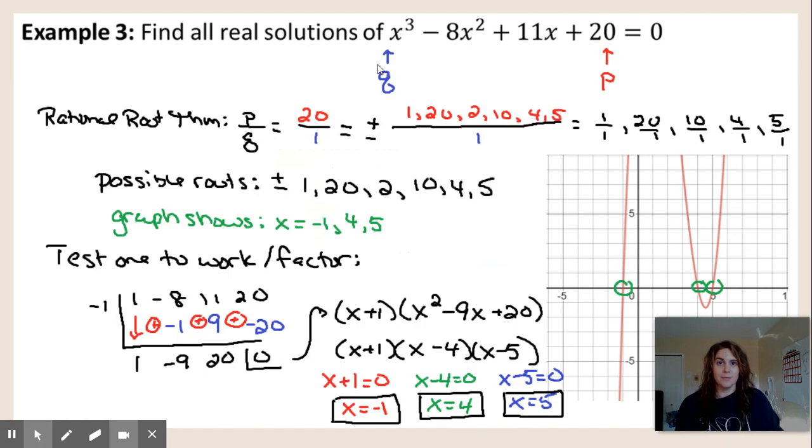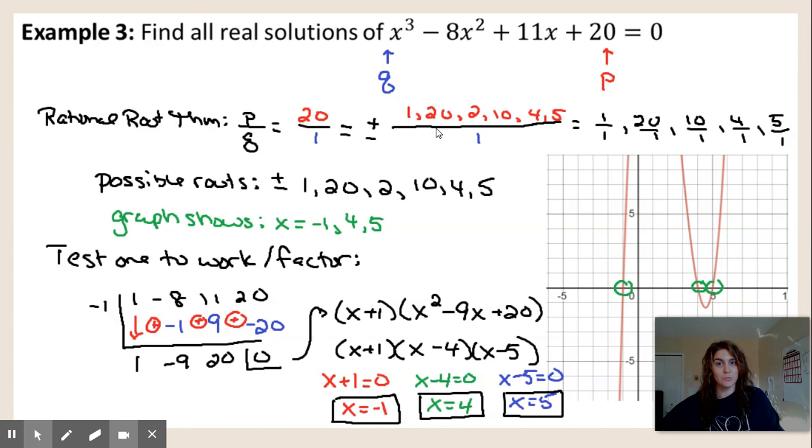So in this problem, Q, your denominator, is always your leading coefficient. So that's a 1. P is always your constant. So in this case, it's a 20. And then you list all the factors. It's up to you how you list the factors. I tend to think in pairs. So 1 and 20, 2 and 10, 4 and 5. Some people like to list them numerically. Completely your choice. Factors of 1 are 1.